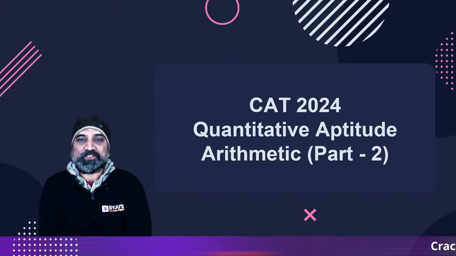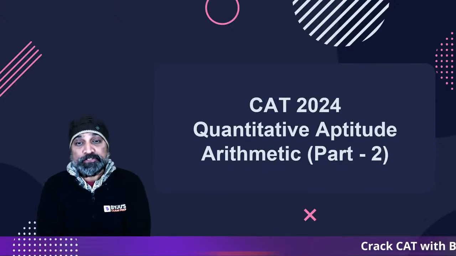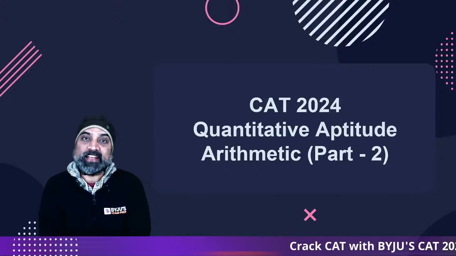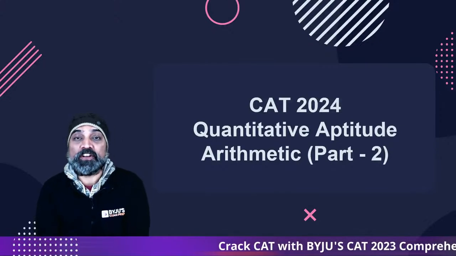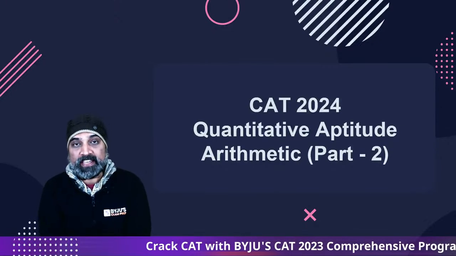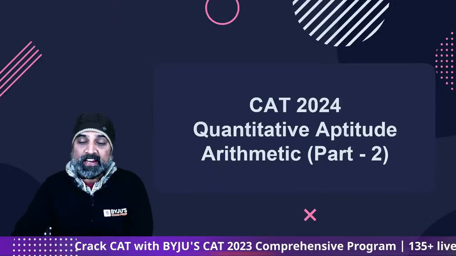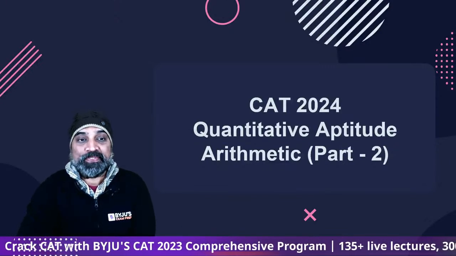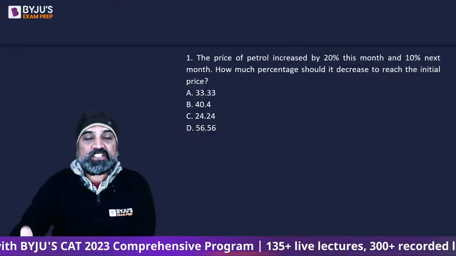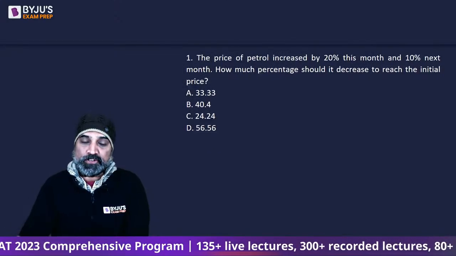Naveen, and today we'll be looking at CAT 2024 Quantitative Aptitude Arithmetic, and this is part 2 of the series. Part 1 of the series we did this week and last week, arithmetic as well as logical reasoning. So let's look at the questions.